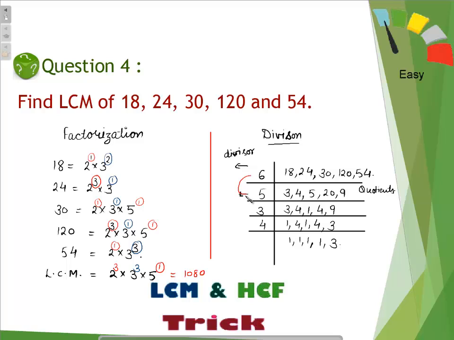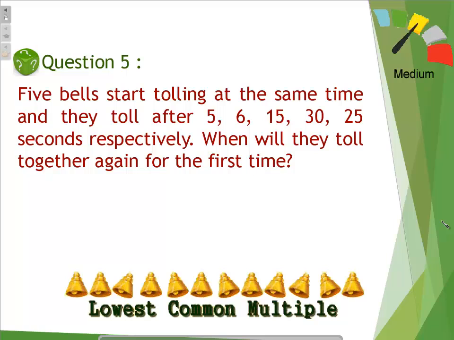Least common multiple will be nothing but multiplication of these numbers, and they are 6, 5, 4, 3 and 3. That's why, and this comes out to be 1080. That's why this is the least common multiple of given numbers.